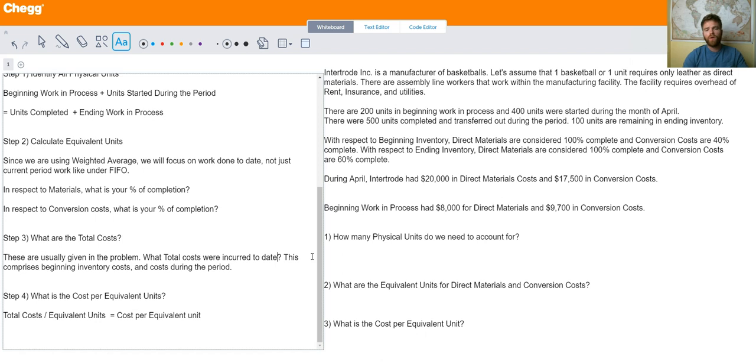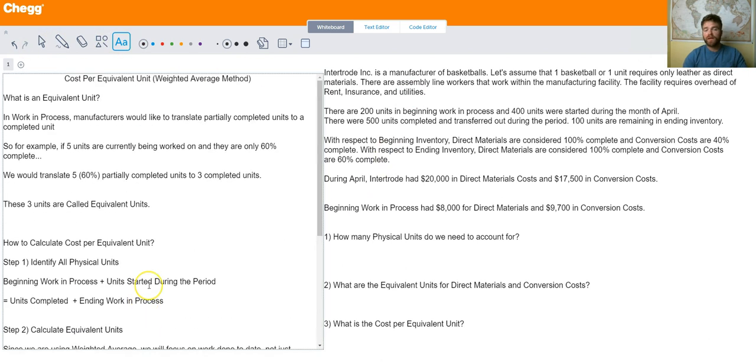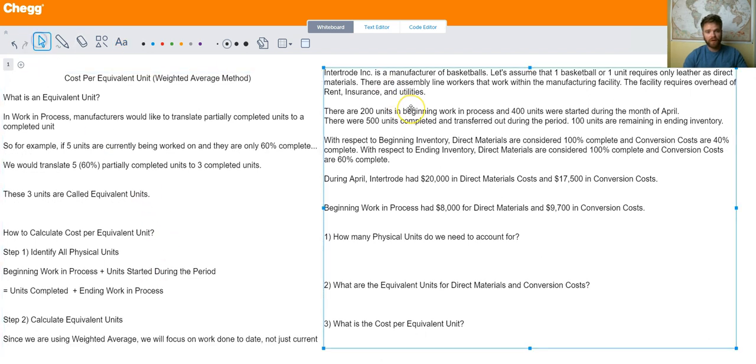Now step 4, what is the cost per equivalent unit? Just take your total costs from step 3 and divide it by your equivalent units from step 2. And that equals cost per equivalent unit. So that's some of the basic concepts revolving around calculating cost per equivalent unit for a weighted average method. Now let's go ahead and focus on a problem here.